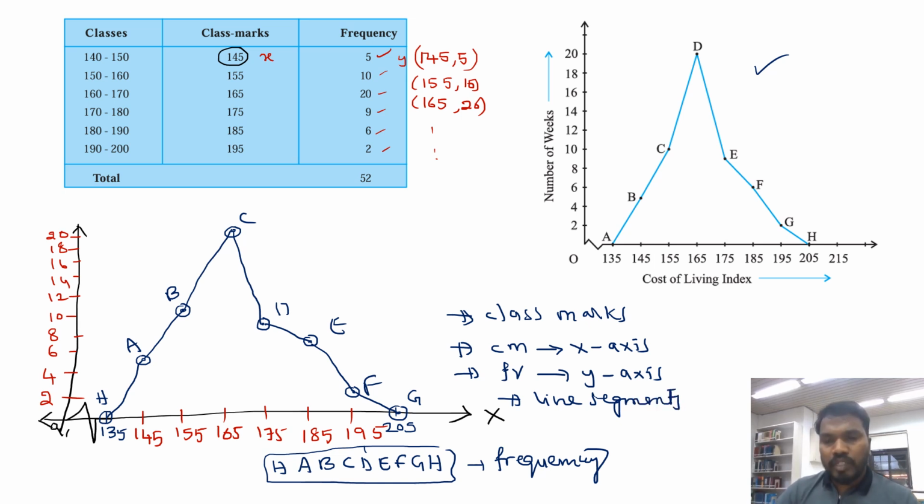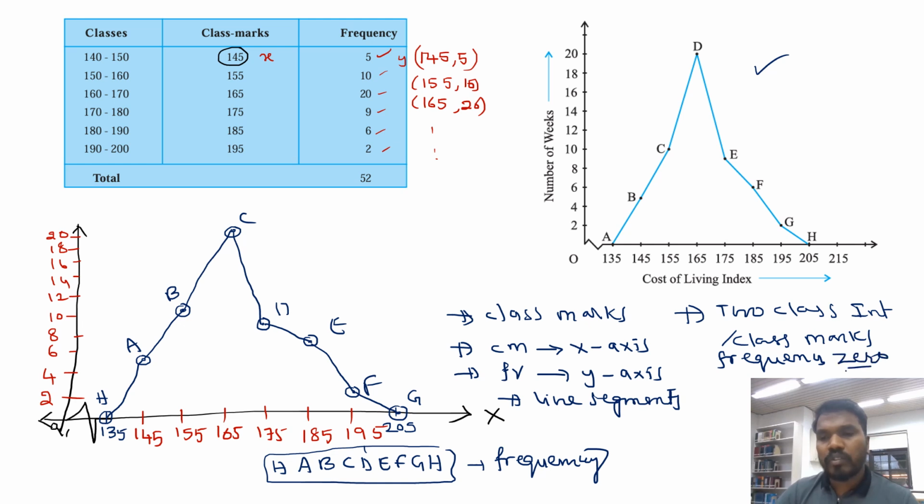After drawing that, to make it a closed figure, what we do is take two extra class intervals or class marks with a frequency 0. You should keep that in mind. This is the way to construct frequency polygons.